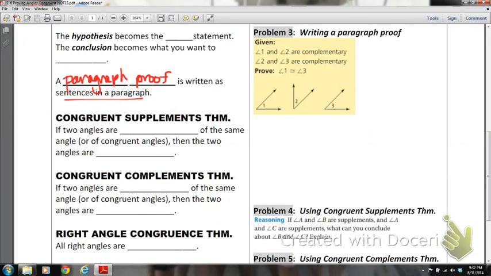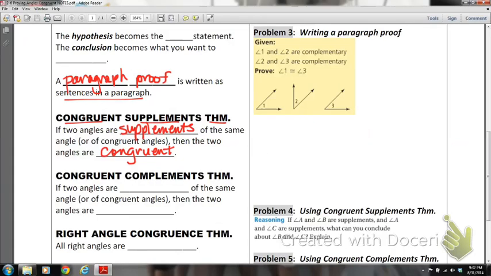The first one is the congruent supplements theorem. It states that if two angles are supplements of the same angle or of congruent angles, then those two angles are congruent.